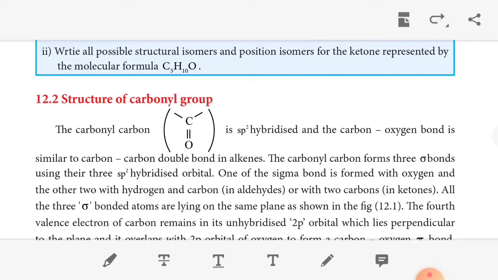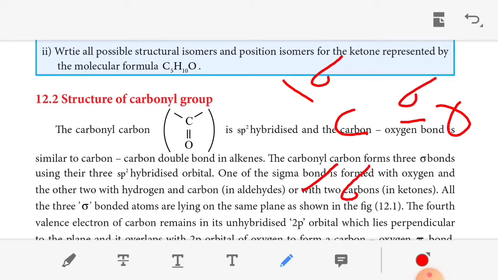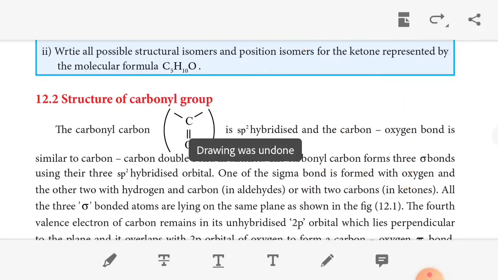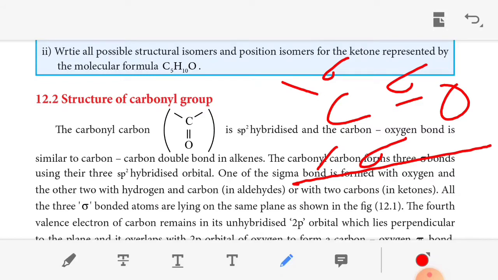One of the 3 sigma bonds is between C and oxygen, then this one sigma, then this one sigma. So how many sigma bonds? 1, 2, 3. One of the sigma bonds is formed with the oxygen and the other two with hydrogen and carbon in aldehyde, and with two carbons in ketones. These 3 sigma bonds lie in the same plane, as shown in the figure.